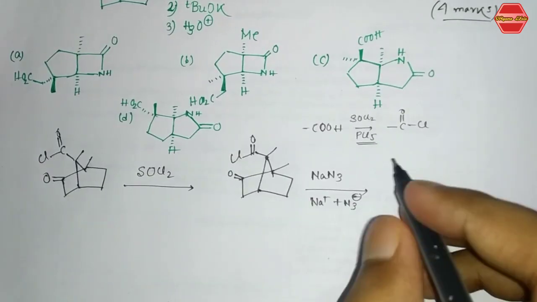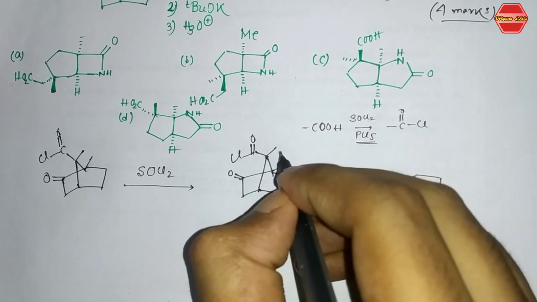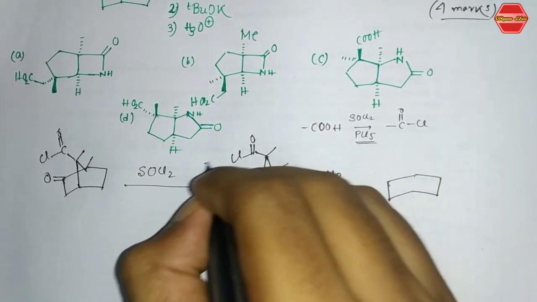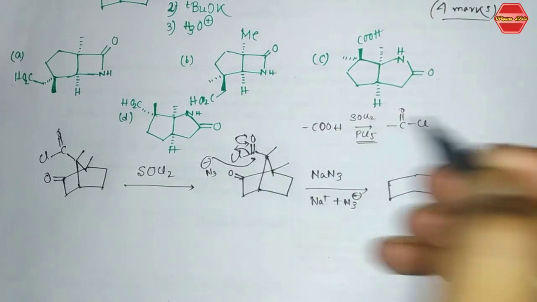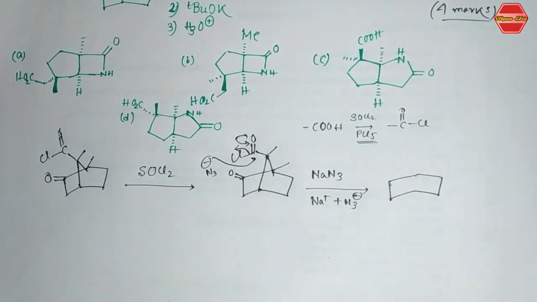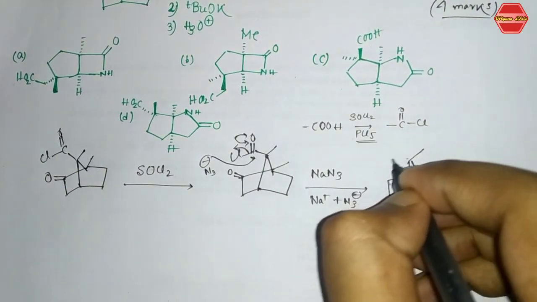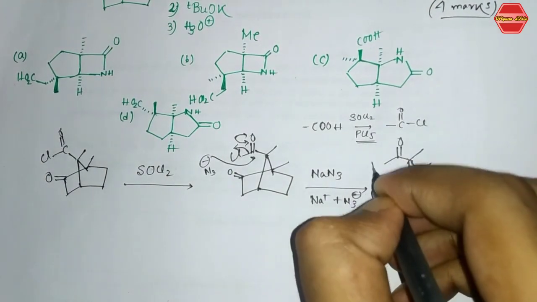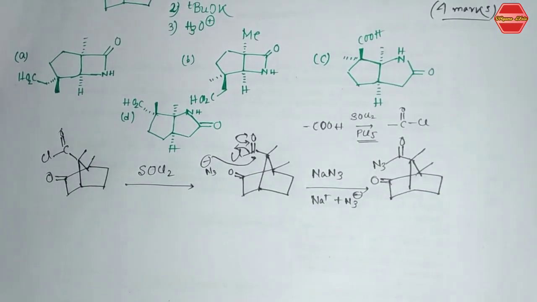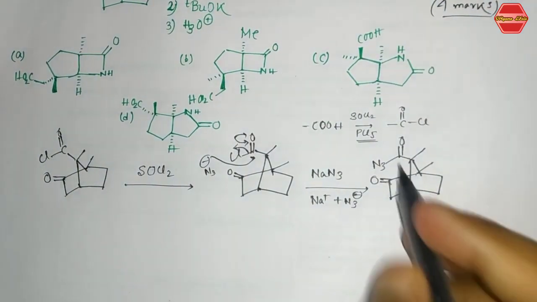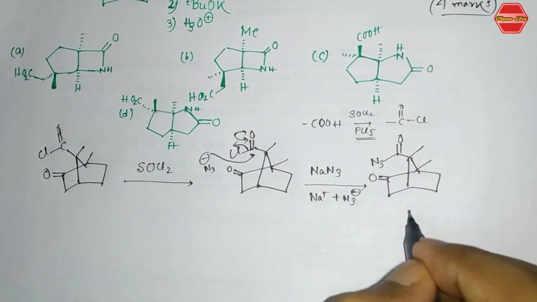See what the product will be. This N3 minus attacks over here, the bonds go over here and the Cl leaves from the system, so you can get this product directly. This is our C double bond O and this is our N3, and here you have the double bond. Now we all know the structure of N3 also, and we can write this structure in this way.